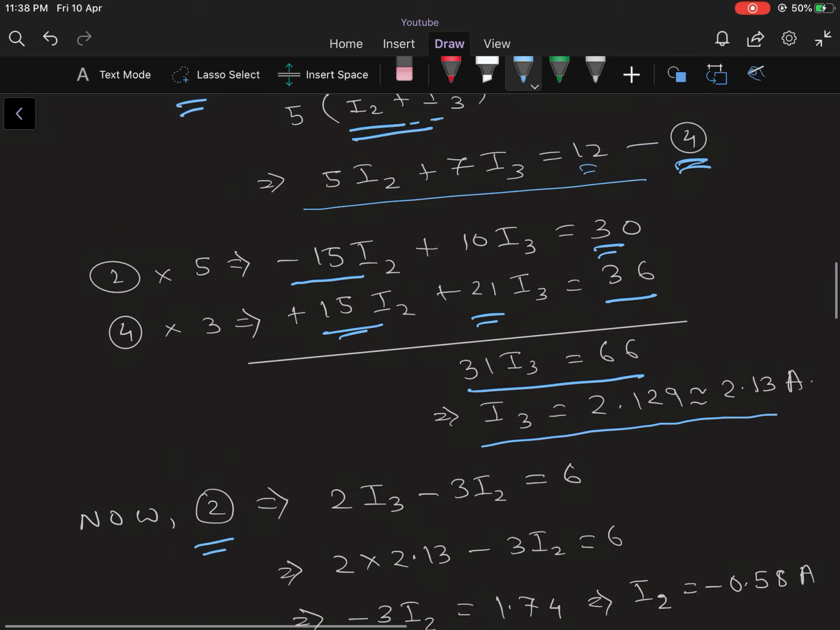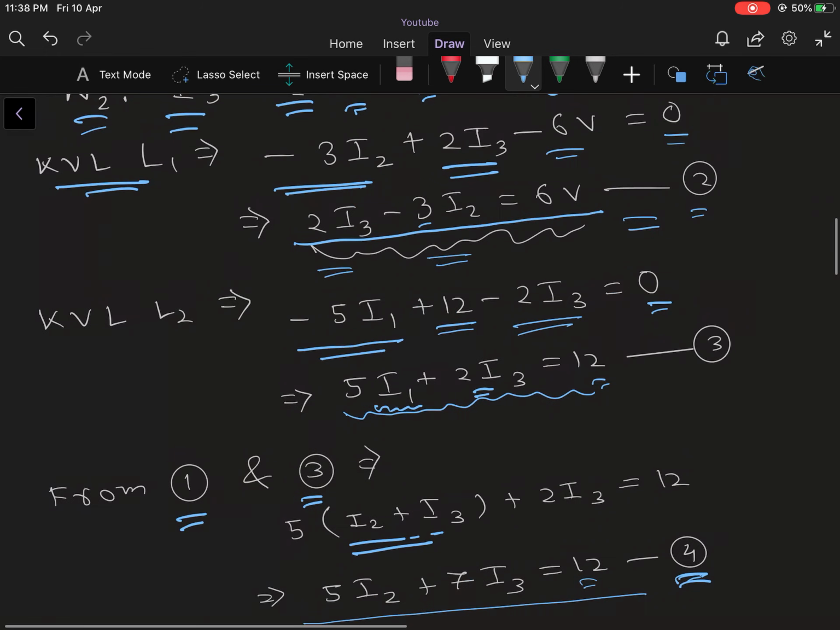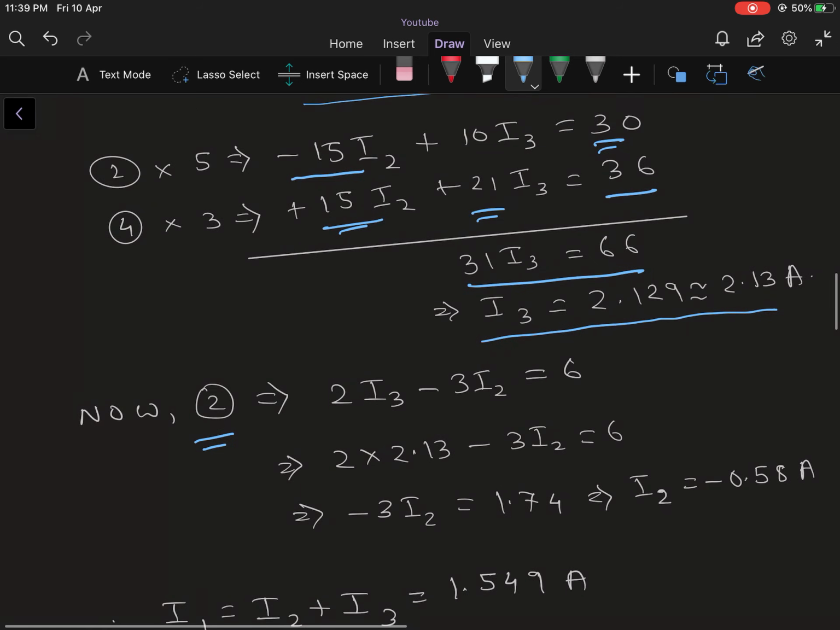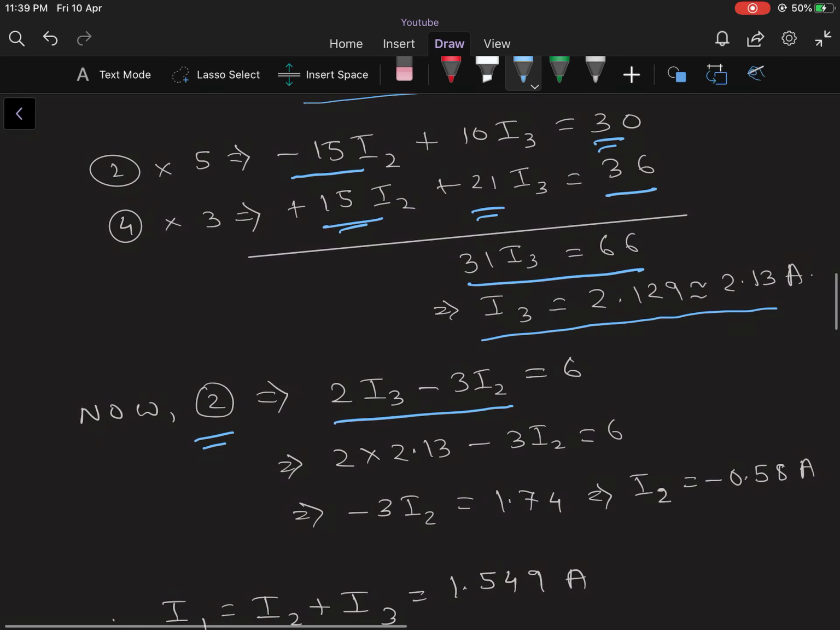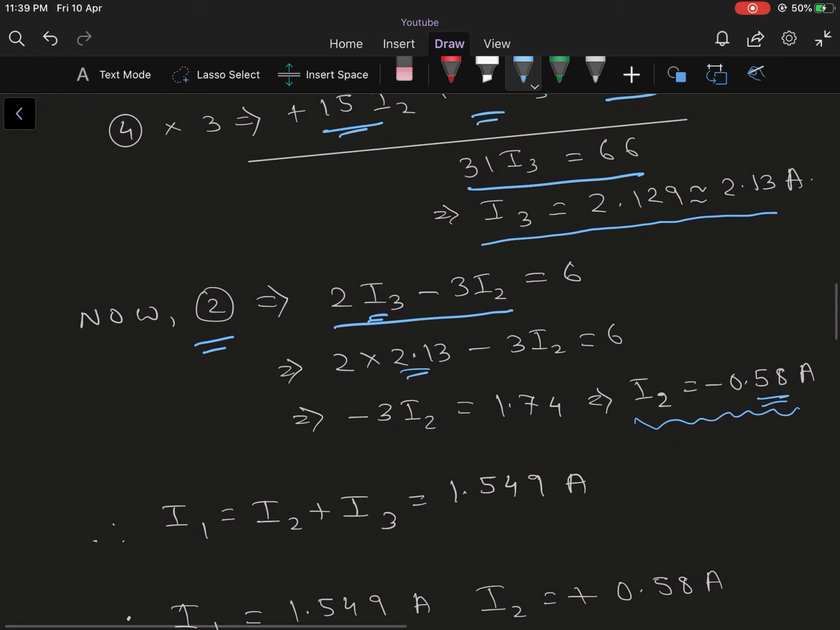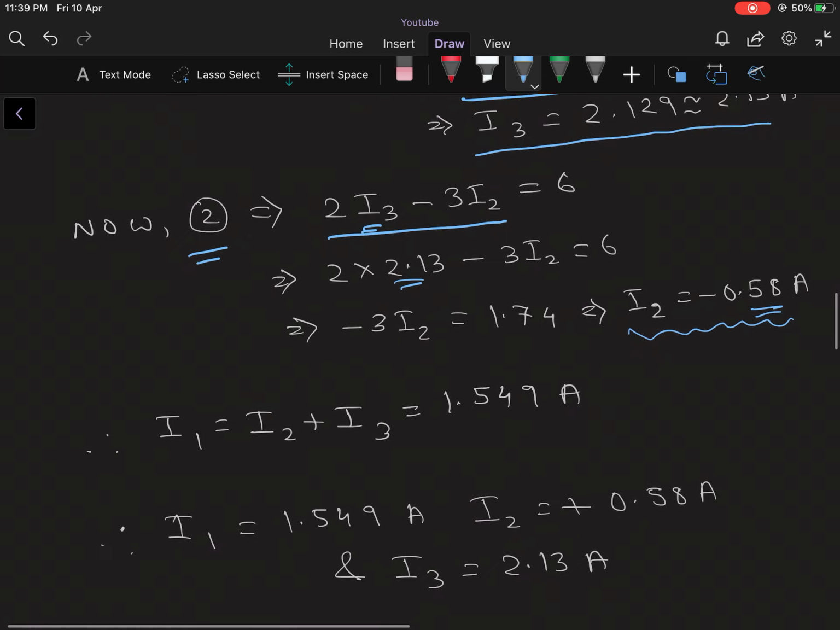Now put it back to equation 2. So in this equation, 2 I3 minus 3 I2 equal to 6. So put the value of I3. It will give me that I2 will be minus 0.58 ampere or 580 milliampere. In this case, the minus sign indicates that there is no mistake in our calculation, but the direction of the current given in the question is wrong.